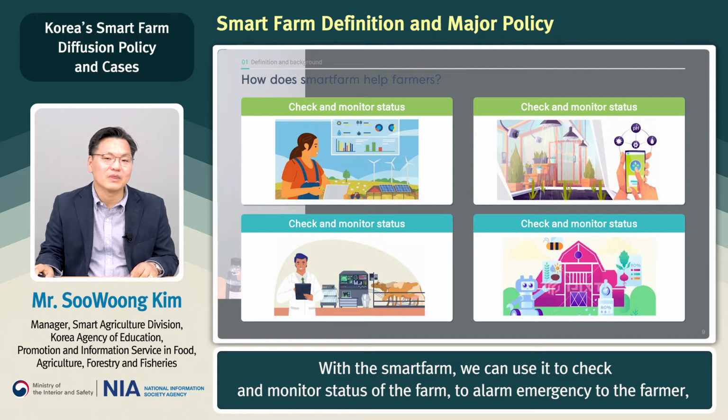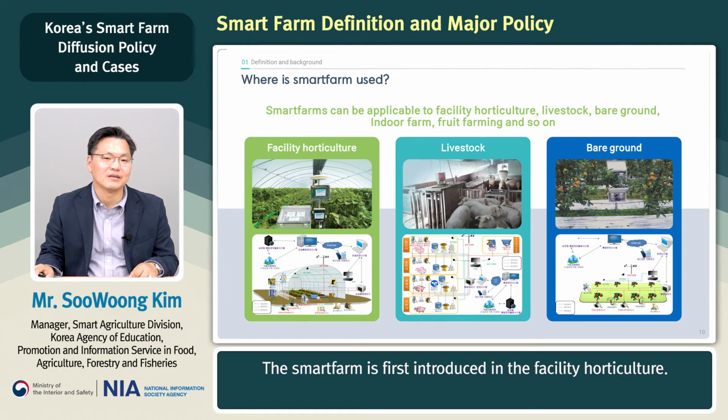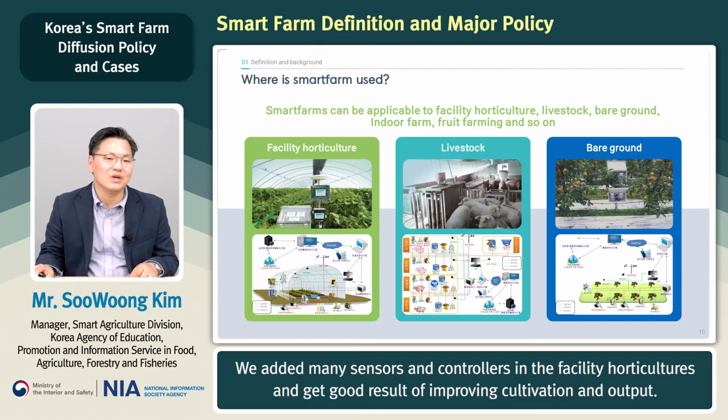With a smart farm, we can check and monitor the status of the farm, alarm the farmer in an emergency, guide with advanced farming methods, and apply new agricultural artificial intelligence solutions in the future. Smart farm was first introduced in facility horticulture. We added many sensors and controllers in the facility and got good results in improving cultivation and output.